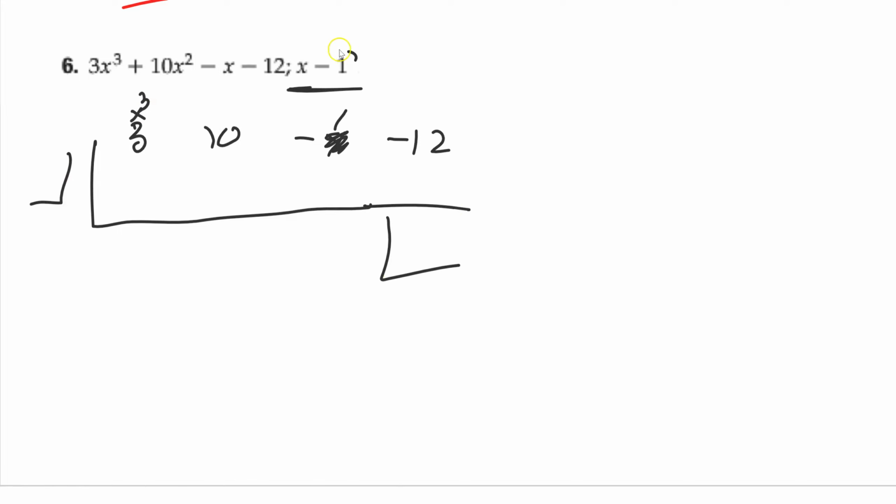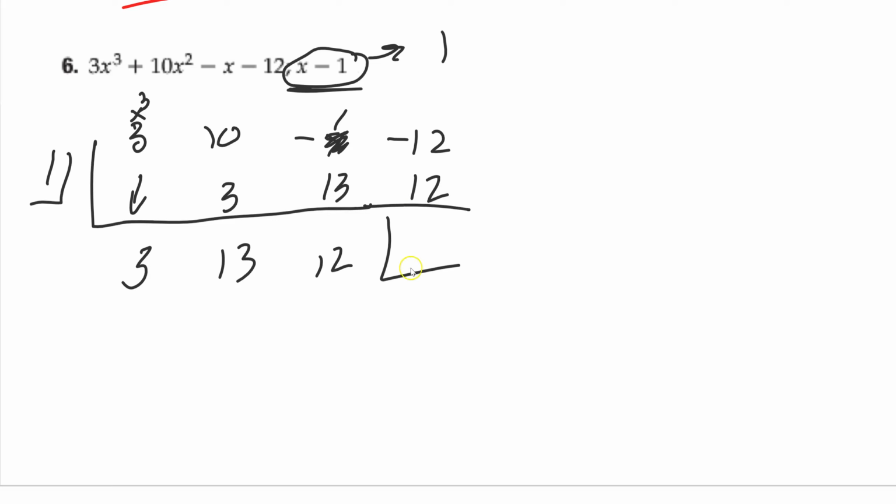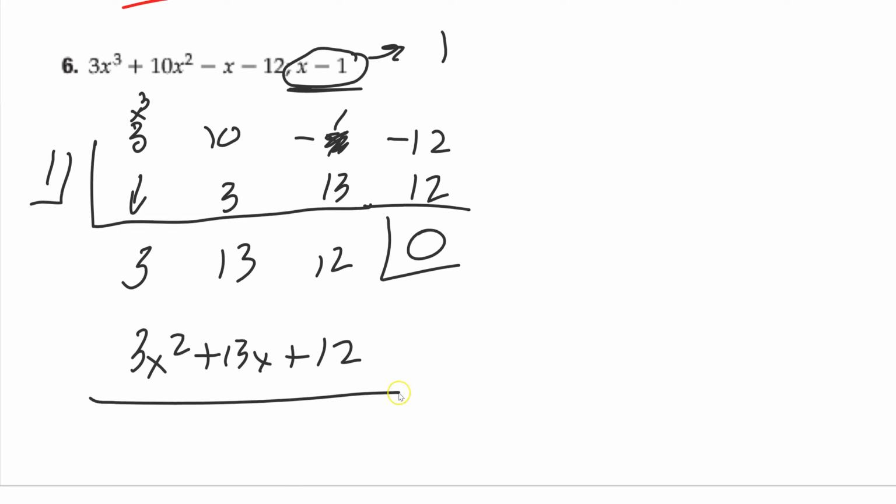Remember, in this form we do the opposite. If they just give you a number, use the number. But if they give it to you like that, like a binomial, use the opposite. So 3, multiply 3, add 13, multiply 13, add 12, add 12, and I get 0. This is 1 power less, so 3x squared plus 13x plus 12. Again, I still got to factor this.